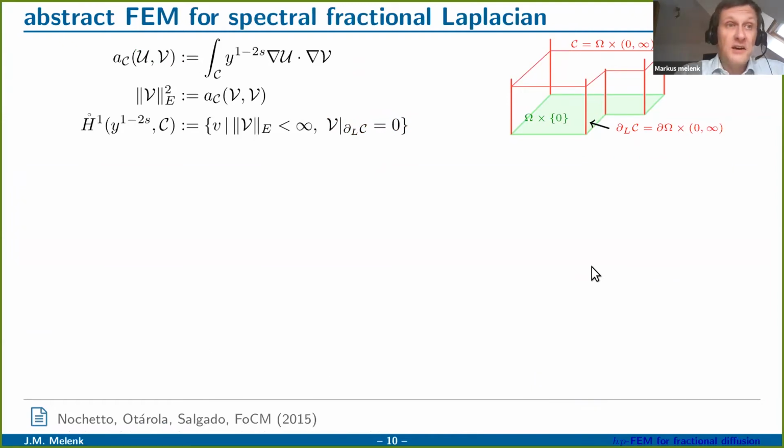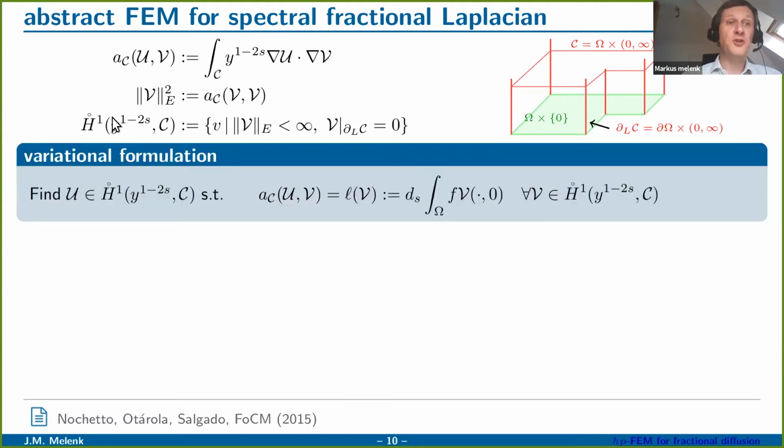How should we discretize? How should we solve for u? Well, we follow this reference and do a classical finite element method on the cylinder. The bilinear form that comes with it is given here. It's simply obtained by multiplying by a test function and integrating by parts. There's an energy space that is simply given here by those functions that have finite energy, so the bilinear form A_C is finite, and we need to incorporate the boundary condition, so the vanishing on the mantle. This is the space H1 circle.